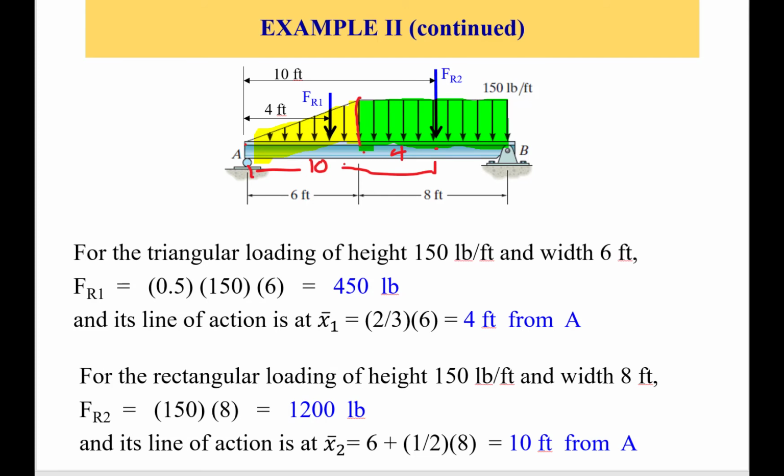Now for the equivalency to take place, we know that the F resultant is simply the combination of these two, which is 450 plus 1200 is 1650, right? So this is 1650 pound. It is somewhere over here. So where is it at, right? Where is this F resultant? That's the question.